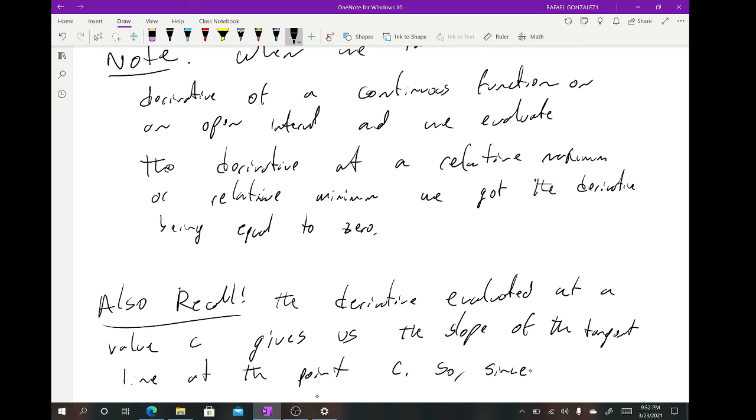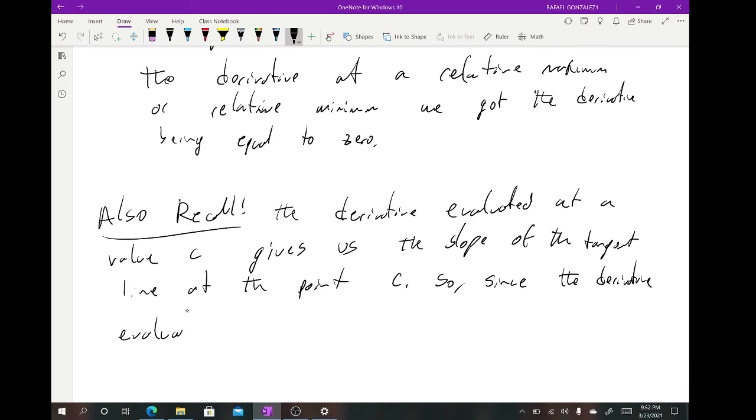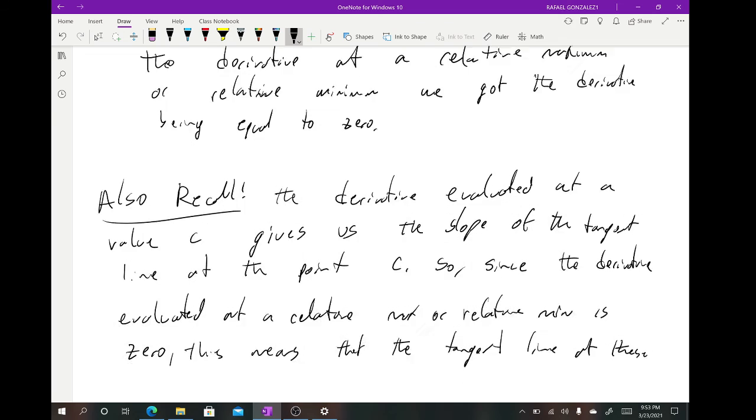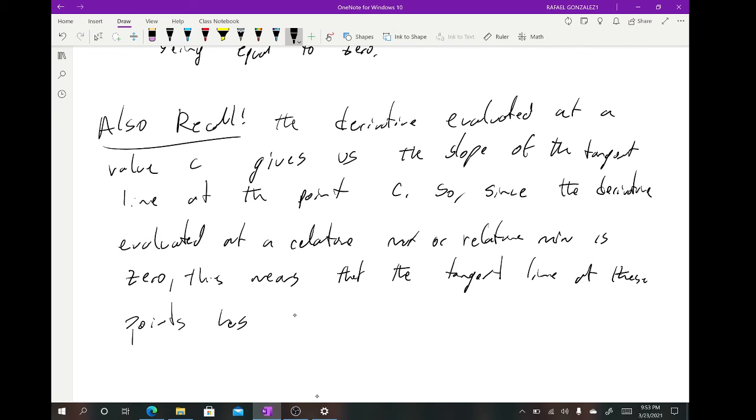So since, let me rewrite it, since the derivative evaluated at a relative max or relative min is 0, this means that the tangent line at these points has slope 0, since again that's what taking the derivative and evaluating at a point meant.